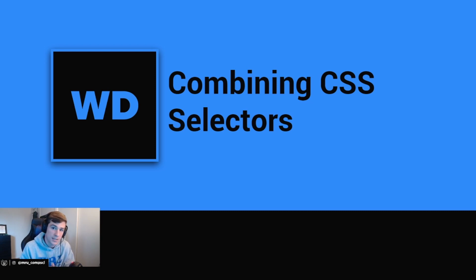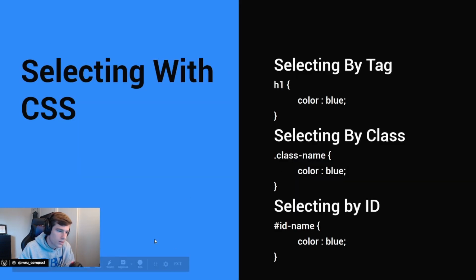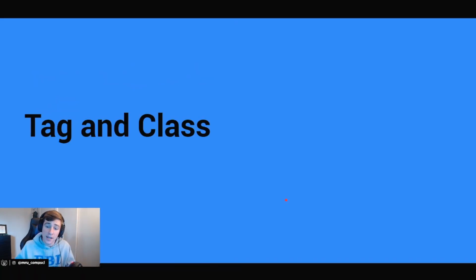So this lesson is combining CSS selectors. We already know how to select with CSS three ways. We have selecting by tag, where we just put the element. We have selecting by class, where we have the class name with the period before it. And then we have selecting by ID, where we use a hashtag, and that's totally unique. Now we also know how to group certain selectors. Moving forward, we're going to learn how to use tag and class.